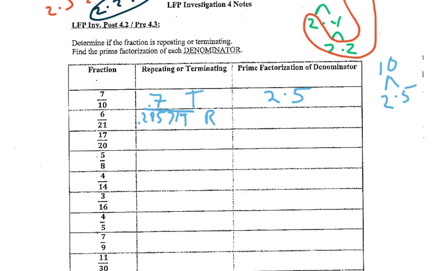Okay, now I want to break down the prime factorization of the denominator. So the prime factorization of 21. 21 is nice and easy. It breaks down to 7 times 3.